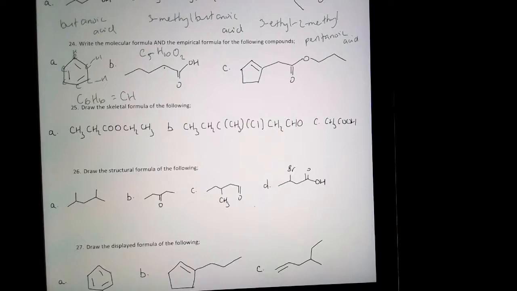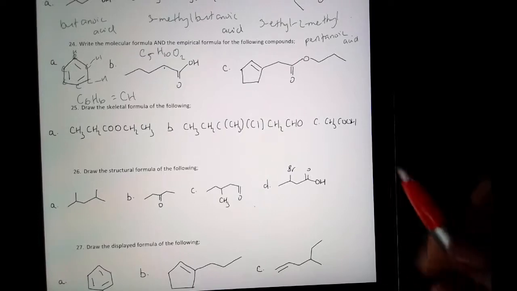But that is how you do it. It's carbon, then hydrogen, then oxygen. That's the molecular formula. Can I simplify that? I've got 5, 10, and 2. Is there a number that divides evenly into 5, 10, and 2? The answer is no. I can't simplify that any further. So the molecular formula and the empirical formula are going to be the same.